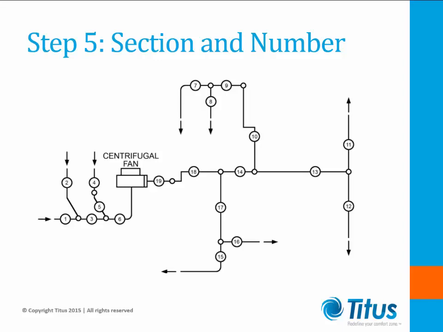Step 5. Section and number. Dividing systems up allows for documentation and quicker changes if required. Identify required items that will provide pressure drop to the system at this time, such as fire smoke dampers or balancing dampers, splitters, duct heaters, silencers, fittings, air monitoring stations, terminal units, diffusers and grills, etc.